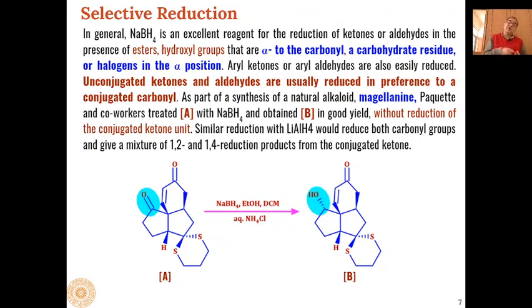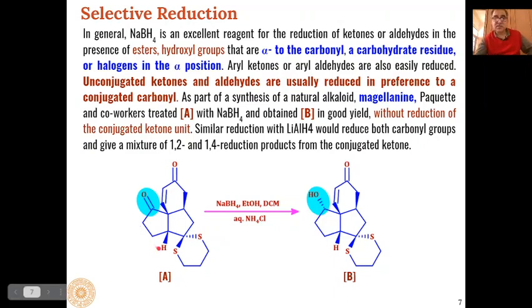Then the selectivity is so much that if we have an unconjugated ketone and a conjugated alpha beta unsaturated ketone present in the same molecule, the preference will be that the unconjugated aldehydes or ketones will be reduced preferably in comparison to conjugated carbonyl compounds.